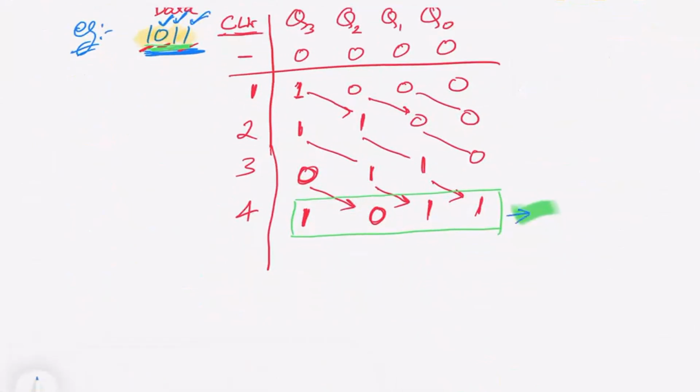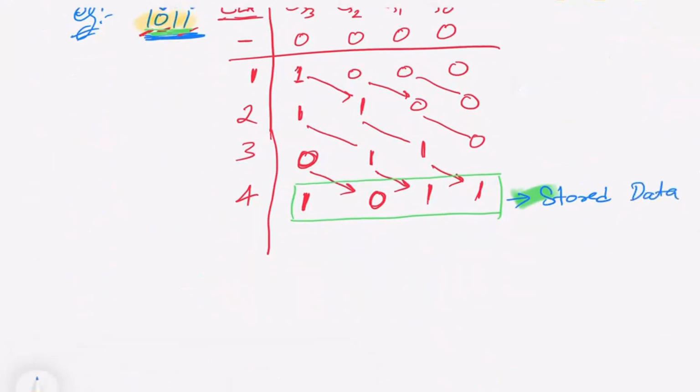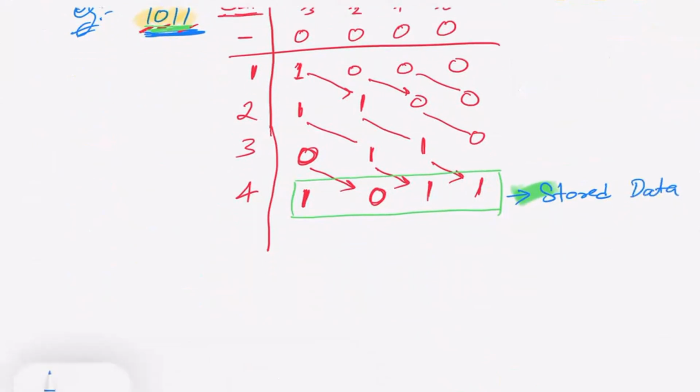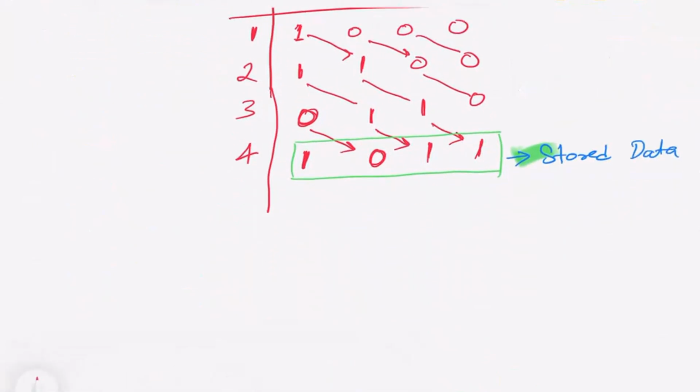So this is the location where we have stored our data. Now we'll see how we can retrieve our data. Suppose, let's say first, we are not applying any clock pulse. So at my output side, I will get one single bit, which is 1. This bit.